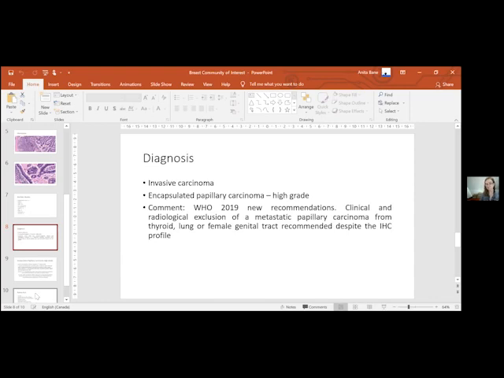I did also, because this was a consult case, contact the original pathologist and make a comment that despite the immunohistochemical profile being supportive of a breast primary, both clinical and radiological exclusion of a metastatic papillary carcinoma would be prudent in this circumstance.